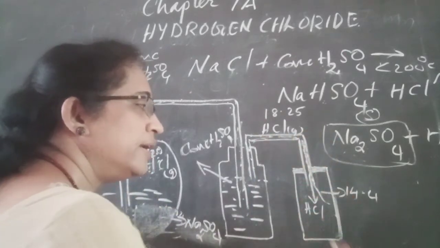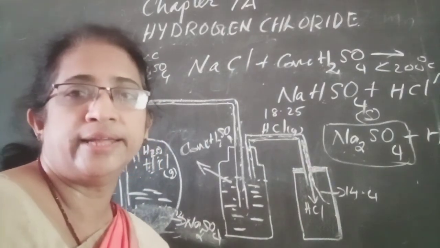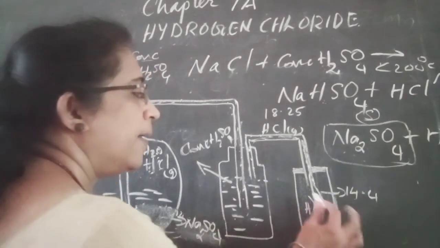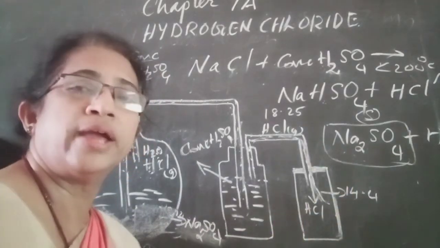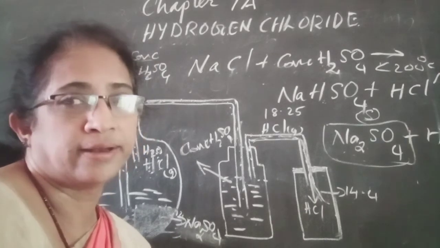And after some time the gas jar is filled with hydrogen chloride gas. Hence, the method of collection of HCl is upward displacement of air. Name the method: upward displacement of air.